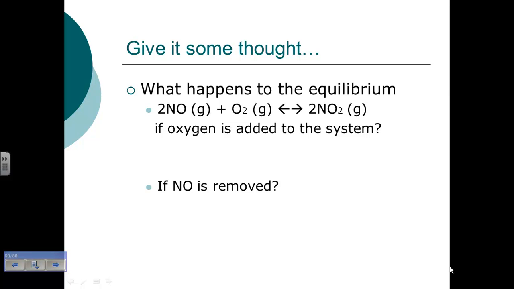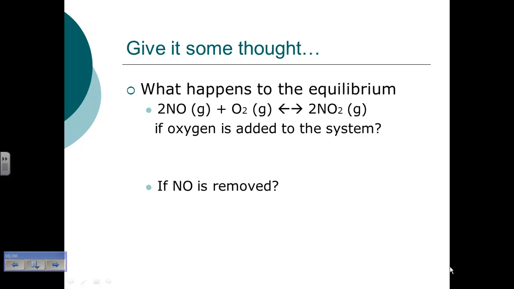What's the opposite of adding oxygen? Removing it. If I want to remove oxygen from this system in equilibrium, I want to use it up, I better point away. When I say point away, the arrow literally points away from the oxygen towards the product side.